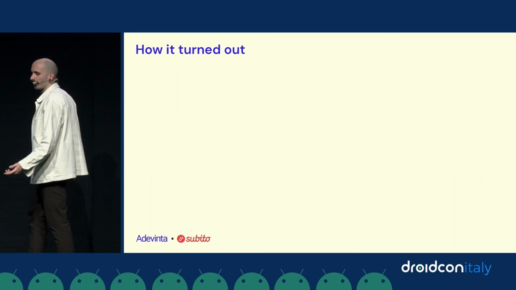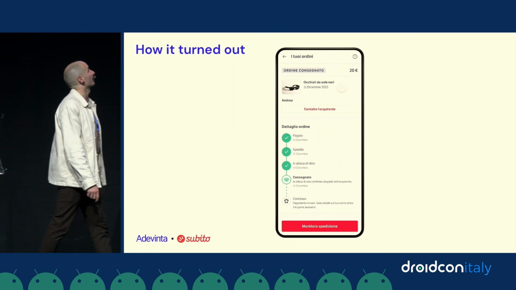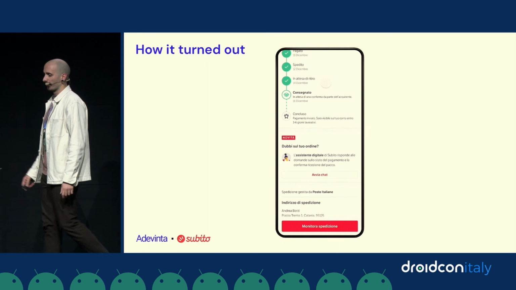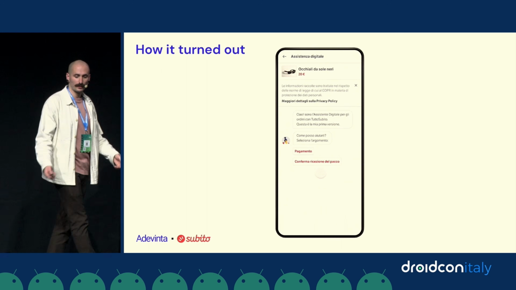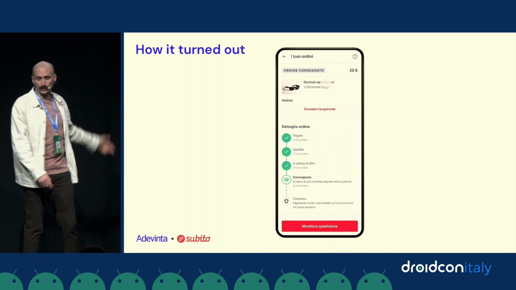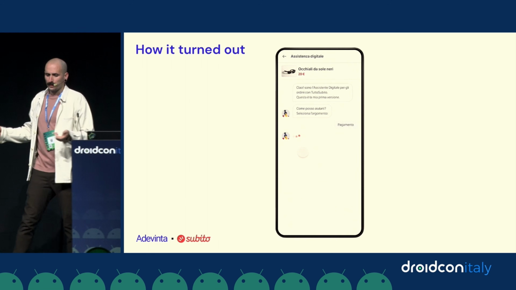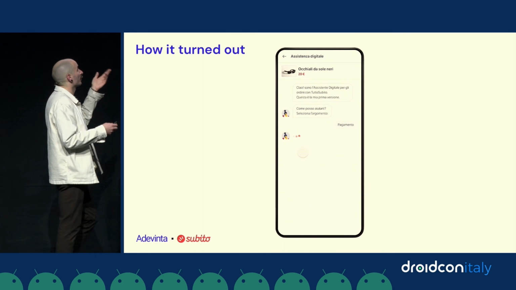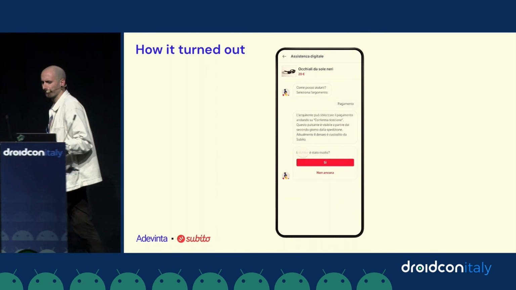Well, let's see how it turned out in the end. This is the result in production. This is the transaction detail page where the user can check the state of the transaction. If he has any doubts, he can start the chat with the bot. As you can see, the bot provides a subset of questions the user can ask. For example, here, which topic do you have questions about? In this case, pagamento means payment in Italian. Everything is in Italian. The app is in Italian.